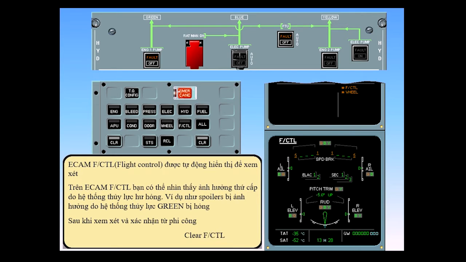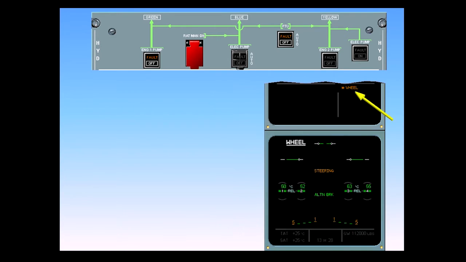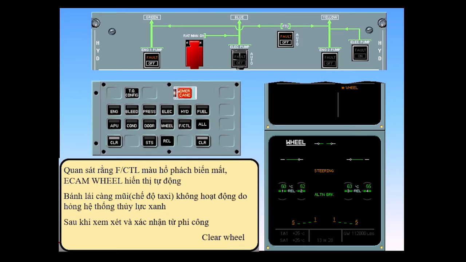After review and confirmation from the pilot flying, clear flight control. Observe that the amber flight control secondary failure has disappeared. The ECAM wheel page is displayed automatically. Nose wheel steering is inoperative due to the failure of the green hydraulic system. After review and confirmation from the pilot flying, clear wheel.